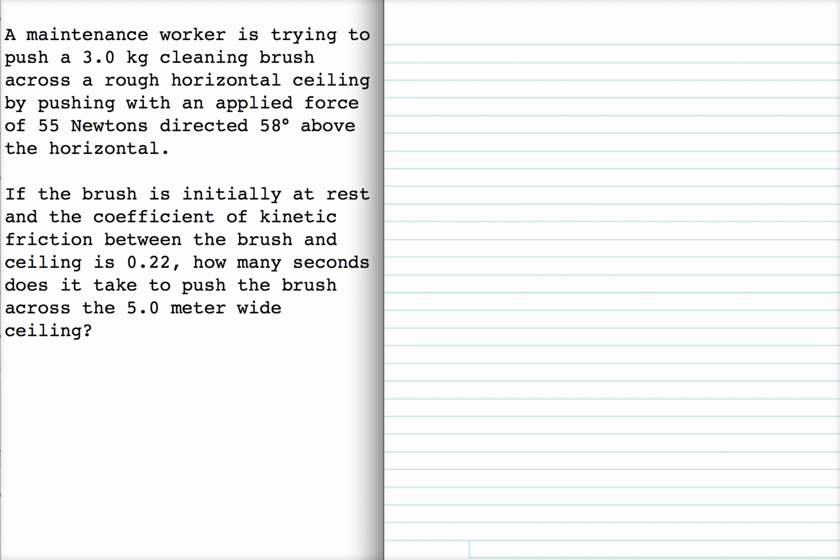Okay, this problem involves forces and motion, and the motion is going to be constant, right? The acceleration is going to be constant. All the forces are constant. It's not changing direction. So this can be done either with Chapter 4 techniques or Chapter 5 techniques. I'll solve it using both.